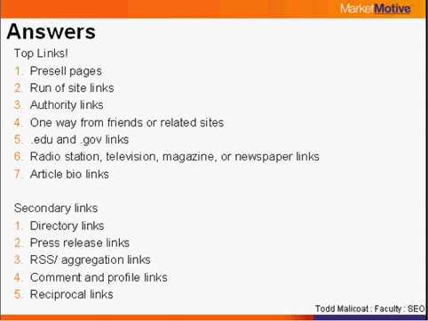Secondary types of links are going to be the important directory links and even the minor vertical directory links, press release links, RSS aggregated links, comment profile, and reciprocal links, finally rounding out the list.